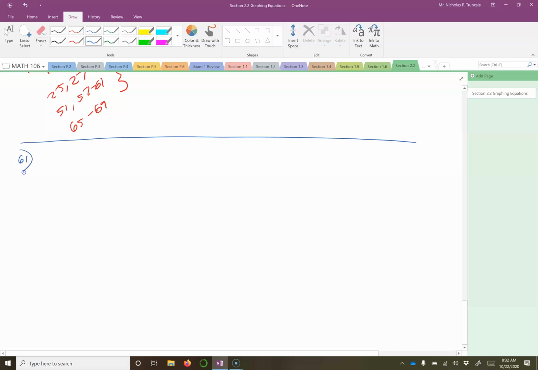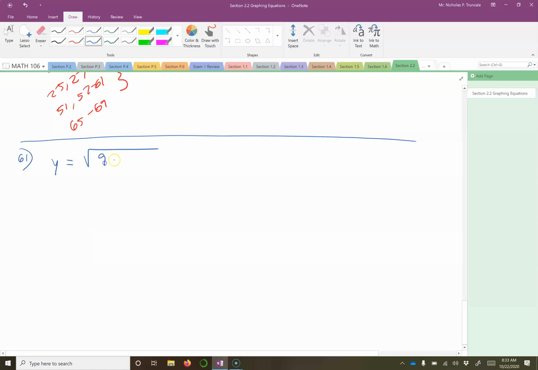So this is 61. So this is finding the x and y intercepts, if any. Okay, so we have the equation y equals the square root of 9 minus x squared. Okay, so x and y intercepts. For the x-intercept, what you're going to be doing in this equation you're given is you're going to be substituting 0 for y and then solving for x.